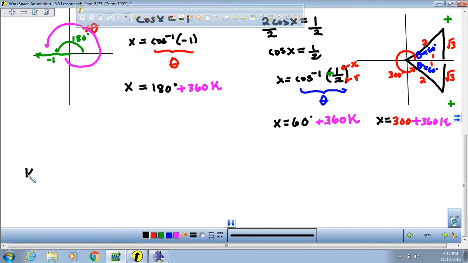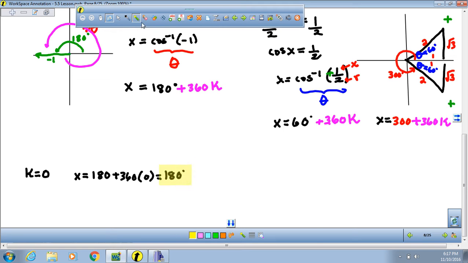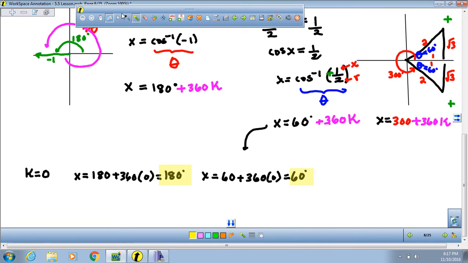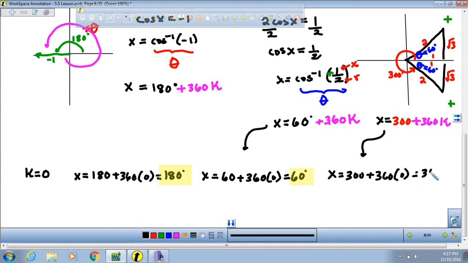Let's start out by saying that k is equal to 0. First solution, 180 plus 360 times 0 gives me 180 degrees. That is my first solution. Second, 60, I'm looking at this one now, 60 plus 360 times 0, it is going to be 60 degrees. That is my second solution. Next, 300 plus 360 times 0, that is going to be 300 degrees.